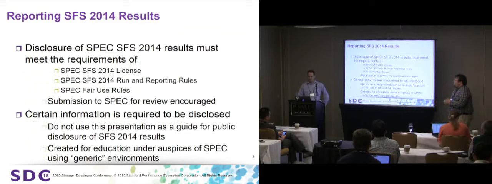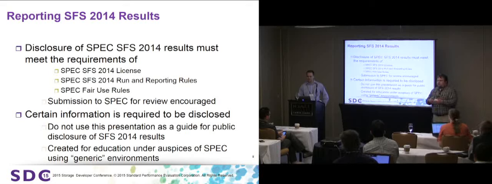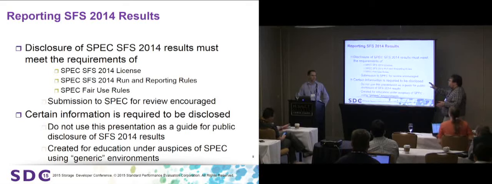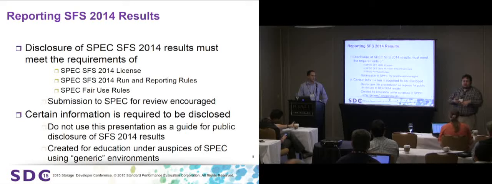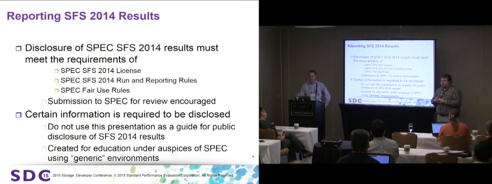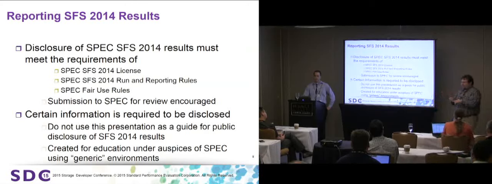And I want to touch on the requirements of reporting SFS 2014 results. You can get the benchmark, run it in-house, and do anything you want, but to release results publicly, you do have to follow the license, the run and reporting rules for the benchmark, and the fair use rules, and we do encourage submission to SPEC. Certain information is required to be disclosed. If you've ever seen a SPEC result, the top part of that report has the business metrics versus the average response time and the overall response time, and you're required to report those. And you can also report anything you want in addition to that.